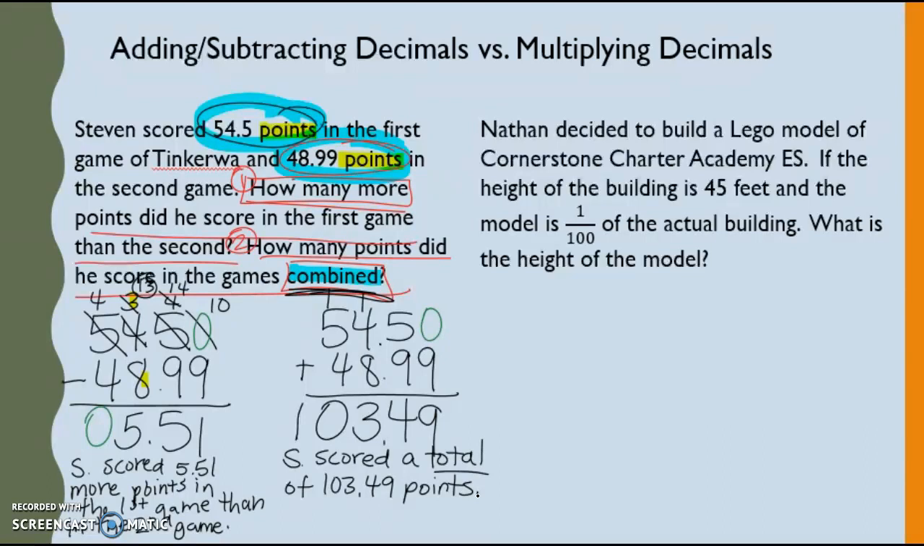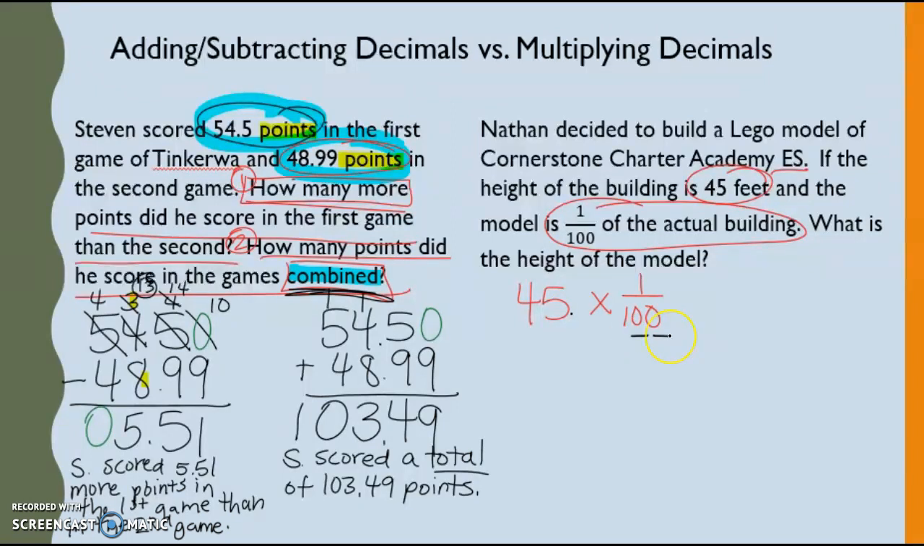Now let's look at multiplying decimals. Now we have a different situation. Nathan decided to build a Lego model of Cornerstone Charter Academy Elementary School. The ES stands for elementary school. If the height of the building is 45 feet and the model is 1/100th of the actual building, what is the height of the model? Well, we have 45 feet times 1/100th. I'm going to move my decimal point because we're talking about 1/100th.